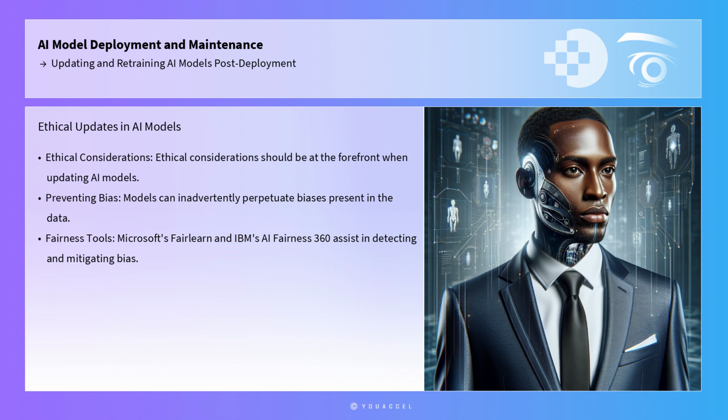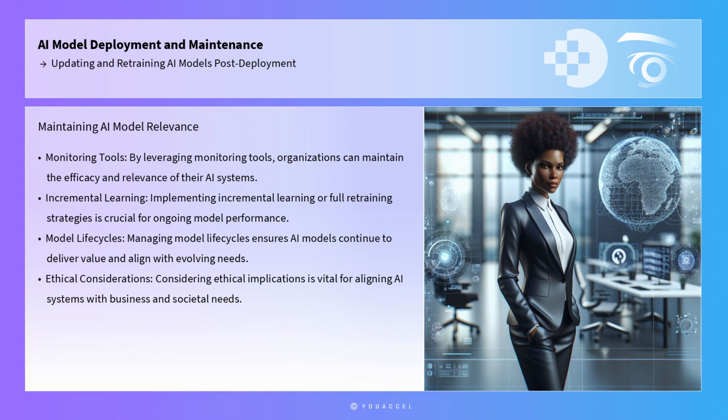Furthermore, ethical considerations should be at the forefront when updating AI models. As models learn from data, they can inadvertently perpetuate biases present in the data. Techniques such as fairness-aware machine learning and bias detection tools are essential to ensure that models are updated in a manner that promotes fairness and equity. Microsoft's Fairlearn and IBM's AI Fairness 360 are examples of toolkits that assist in detecting and mitigating bias in machine learning models.